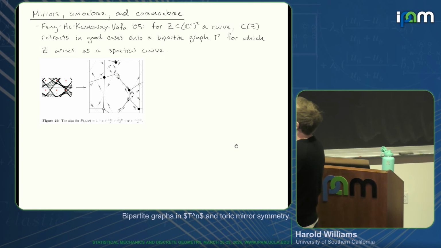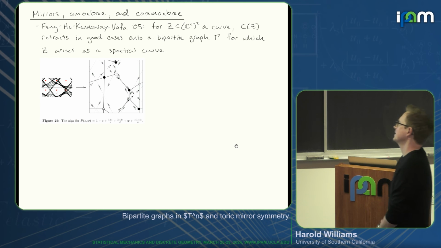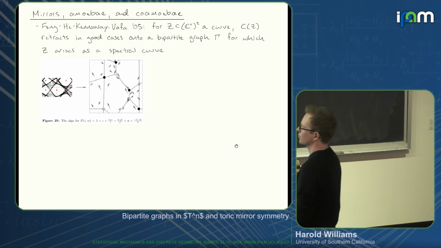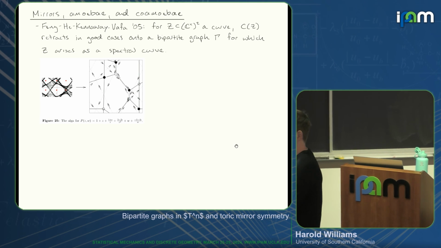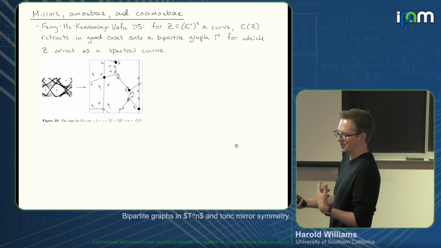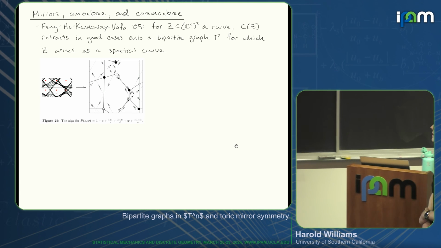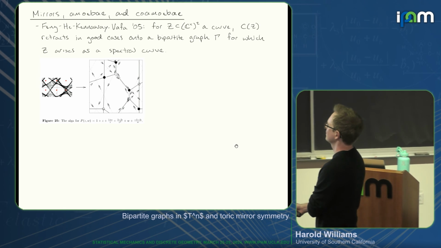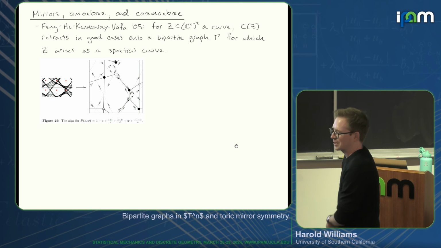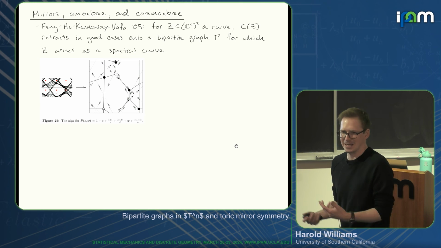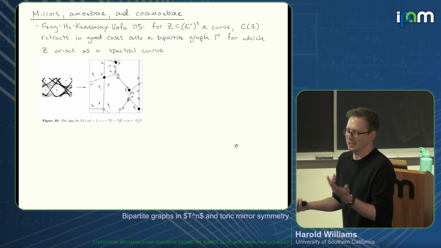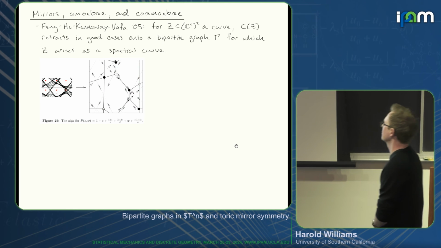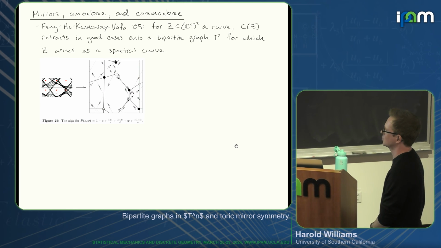So if you have a curve in C star squared, then at least in good cases, the coamoeba of Z retracts onto a bipartite graph for which Z arises as a spectral curve. So a graph corresponding to Z under this correspondence that we've seen a few times and alluded to previously. Maybe I'll say a little more about it later. Well, I guess I could say it now. Take your graph gamma, choose some edge weightings, and take its Kasteleyn matrix, and then take the vanishing of the determinant of that matrix. That gives you a curve in C star squared, and that's the spectral curve of that graph with that edge weighting.